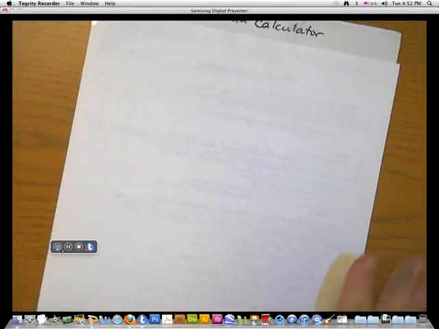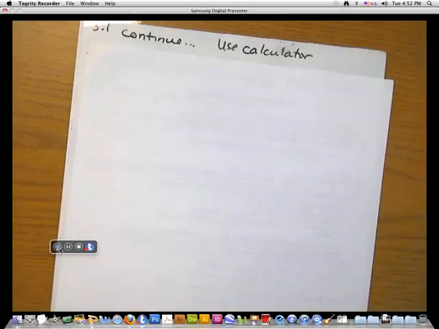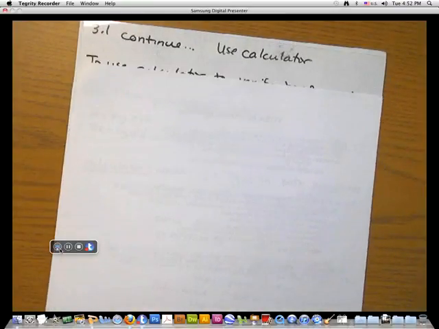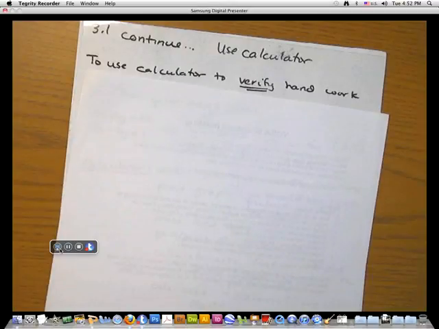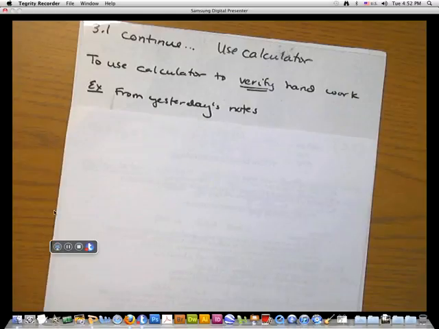All right, we're going to continue with 3.1, but this time you're going to use the calculator. We're going to use the calculator to verify what you did by hand. A calculator is a great tool. We are going to be using it, but we need to know how it works and how to do it by hand before we can just rely on it to do it for us.